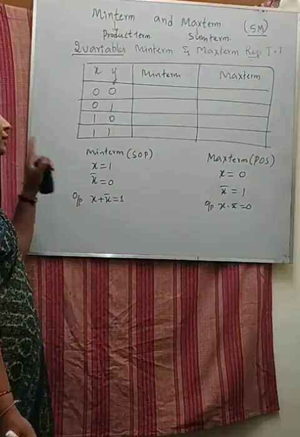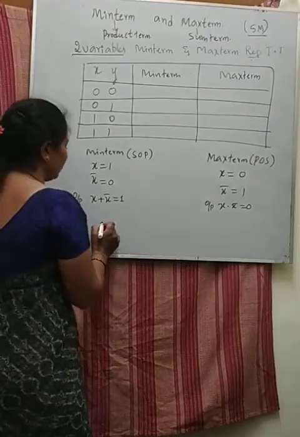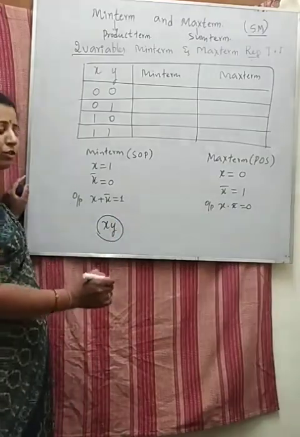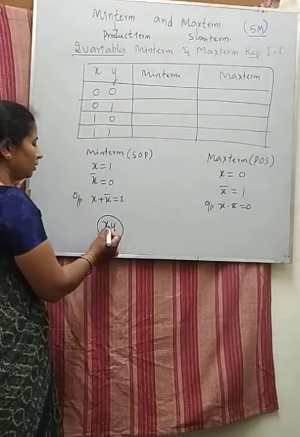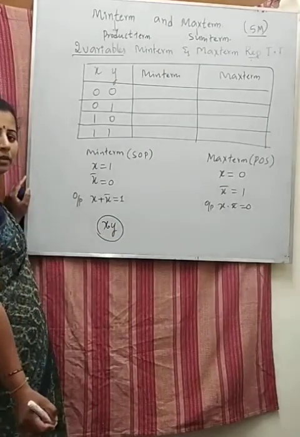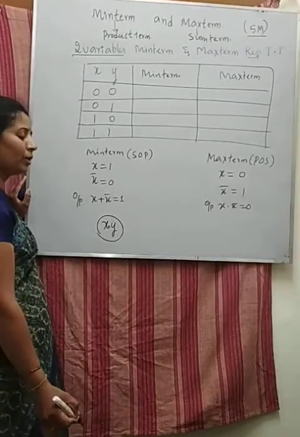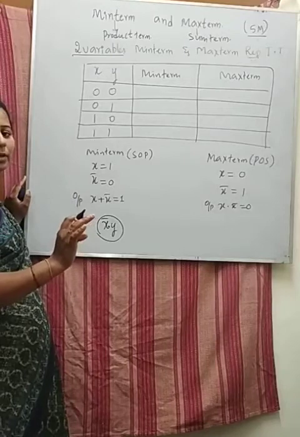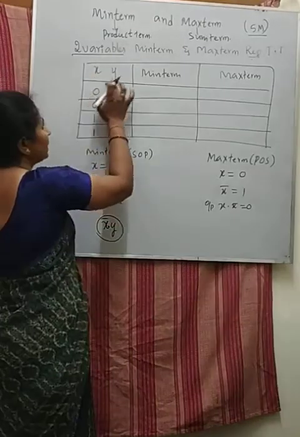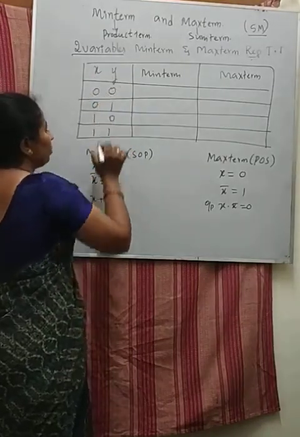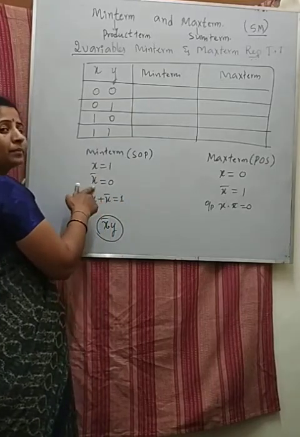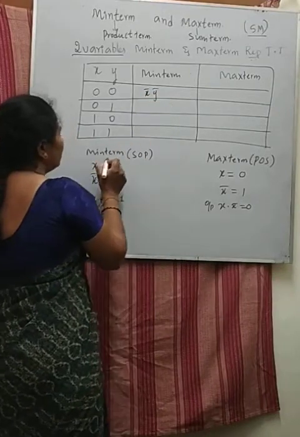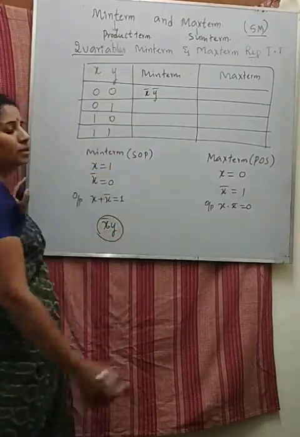So we will write the minterm. The term is nothing but x, y. That means it is a combination of the variables' product. Variables may or may not be complemented. Here we have x and y. When both are 0, then x is complemented: x complement, y complement. Each term is which term? Product term.